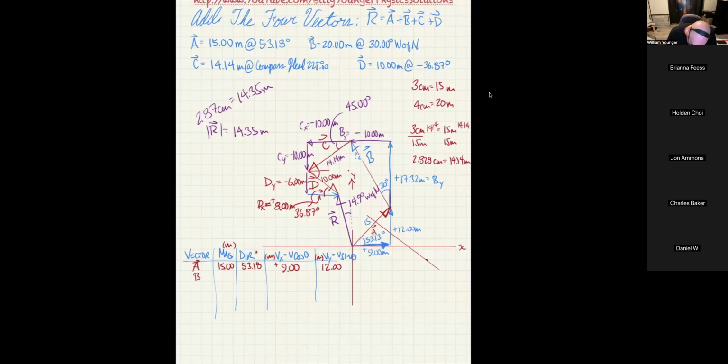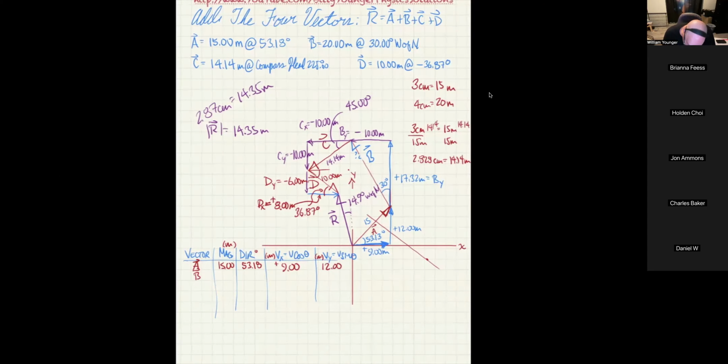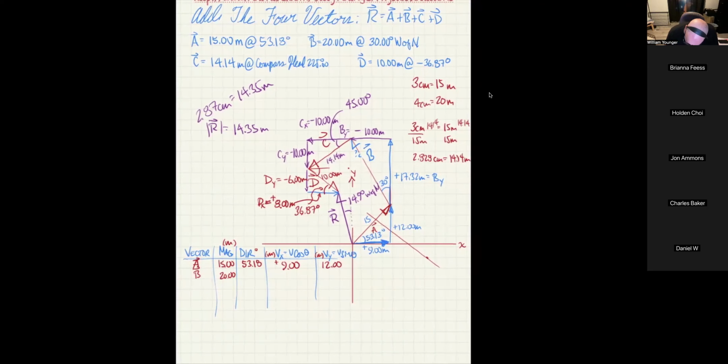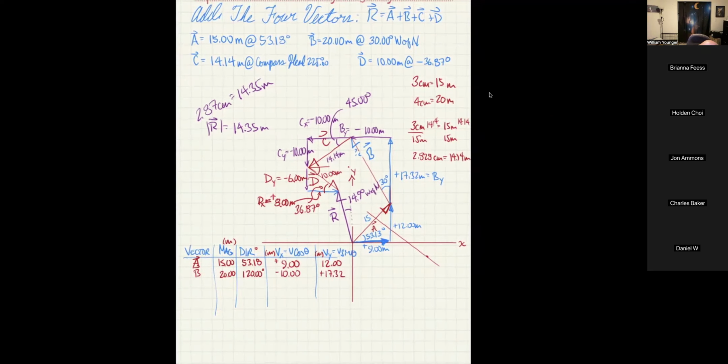Now we write back vector B. Vector B had a magnitude of 20.00, and its angle was 30 degrees west of north, which is basically 120 if you measure counterclockwise from the positive x-axis. So this is 120.00 degrees. In this case, I got 17.32 for my y component and negative 10 for my x component, like that.